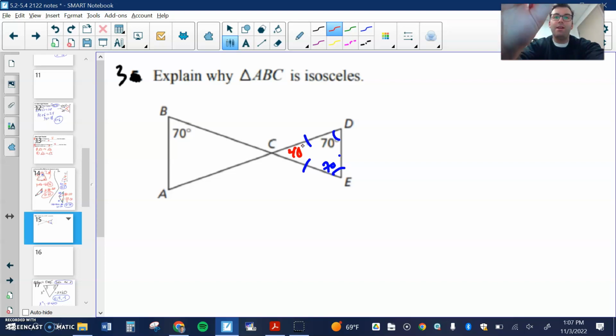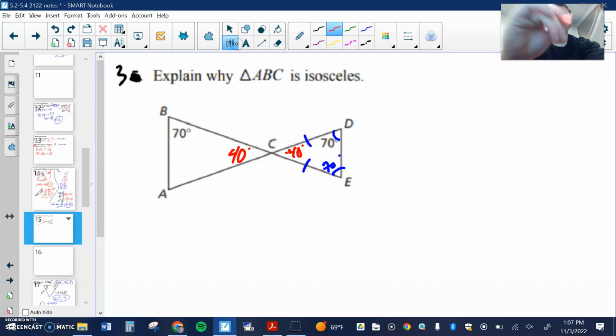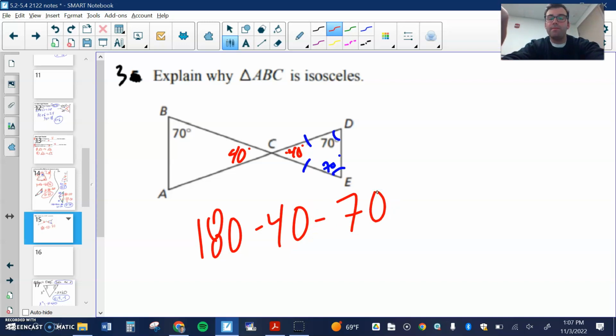Maybe. All right, if this is 40, then this angle over here has to be 40. They're vertical angles, right? Well, if that's 40 and this is 70, 180 minus 40 minus 70 gives me 70. So this is 70.